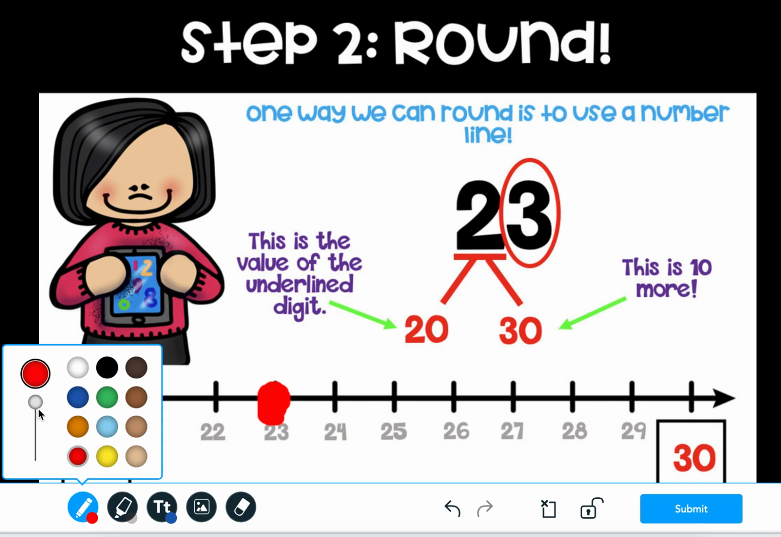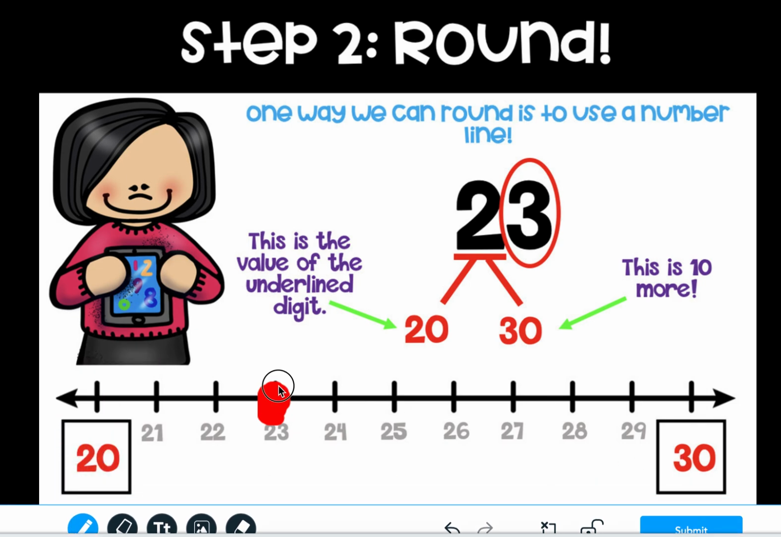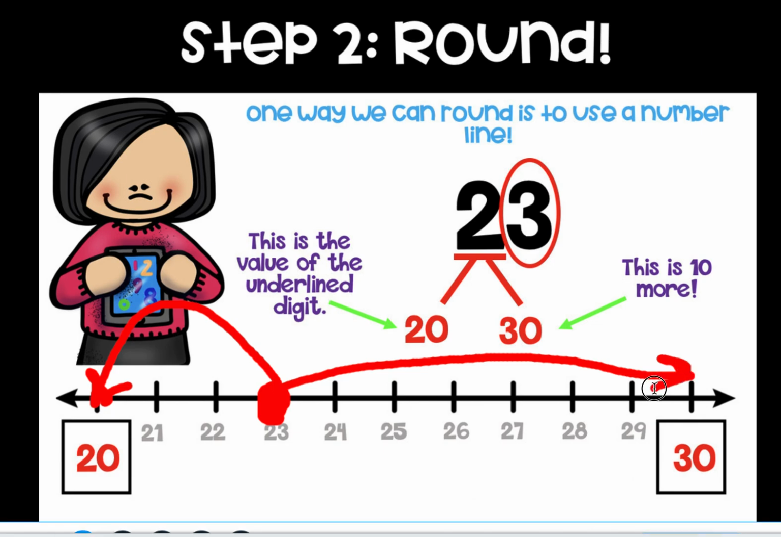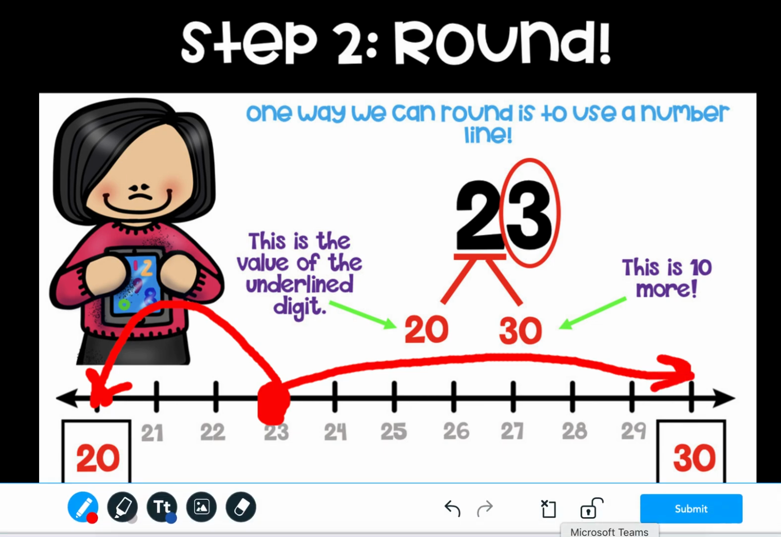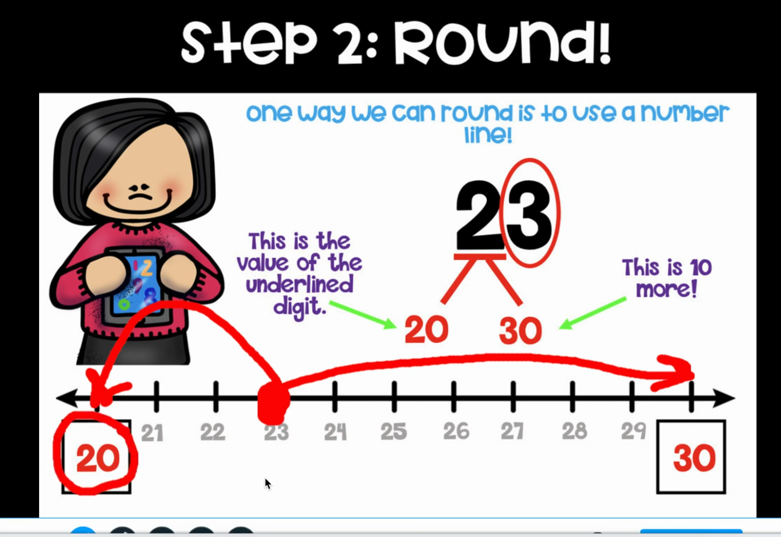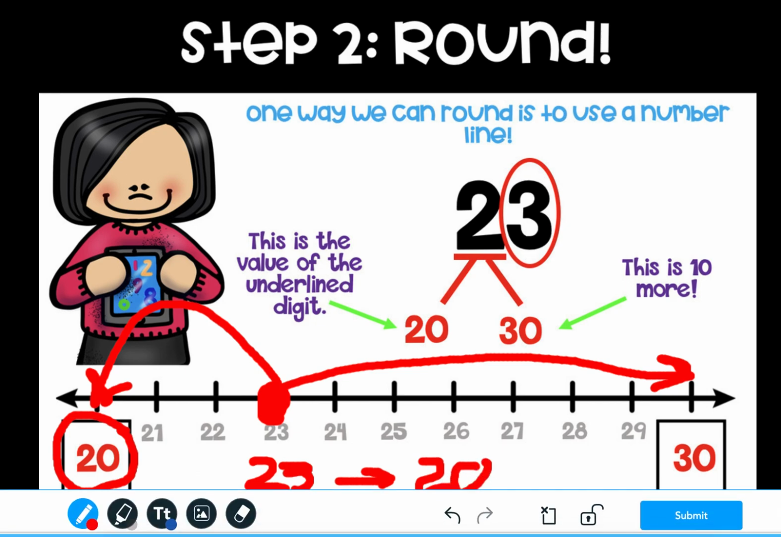Whenever I look at the number 23, I now need to see, is it closer to 30 or 20? Let's take a look. Here is 20, and here's 30. What does it look closer to, 20 or 30? If you said it's closer to 20, you are correct. So 23 rounds to 20. That is our answer.